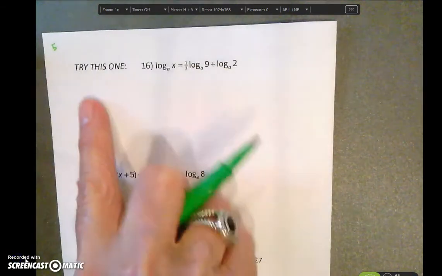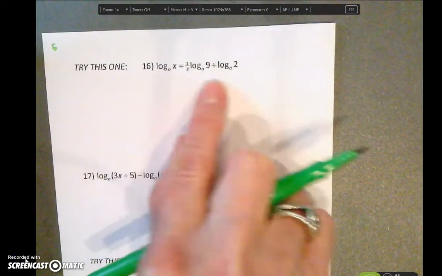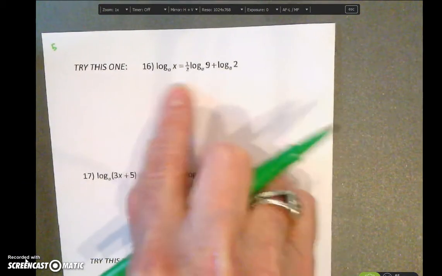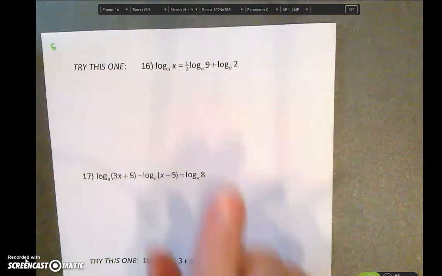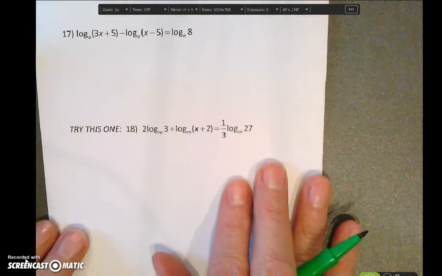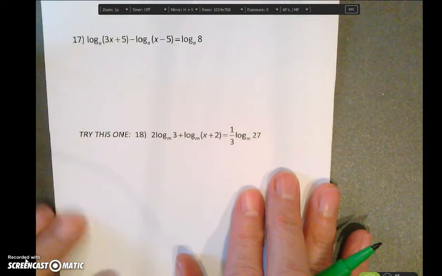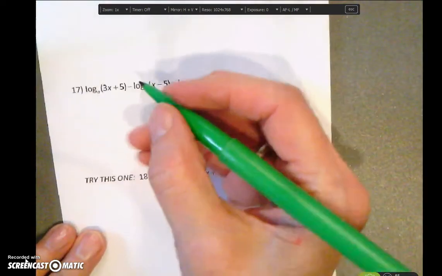All right, so pause the video after we work that type of problem, and work this one now so that you remember exactly what we did. So pause it and then pick back up. All right, so 17, I'm going to go ahead and work. So I will do that.